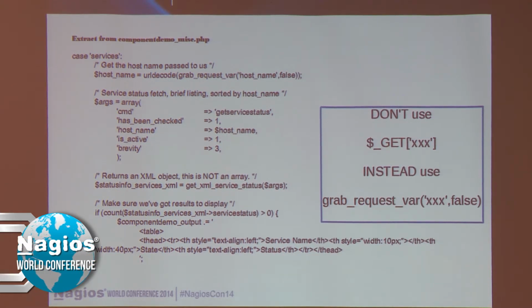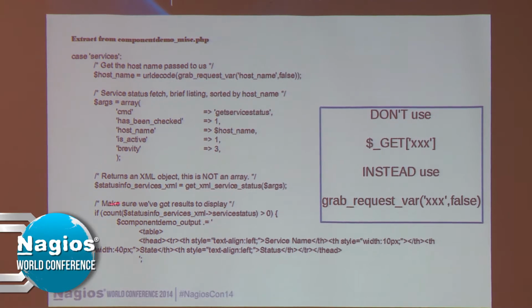So what happens here is, once again, we're going to use this XML function to get the service status, but we need to pass the arguments. So the arguments we're sending are, the command is to get the service status. They have to have been checked. They have to be for the object for the host name that we actually selected. They have to be active, and this is how much information will be returned back. So that creates that value. Then we loop through to start off with.